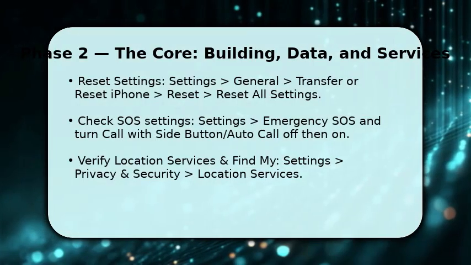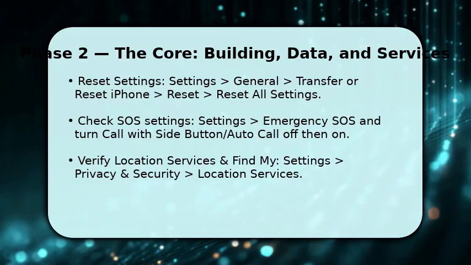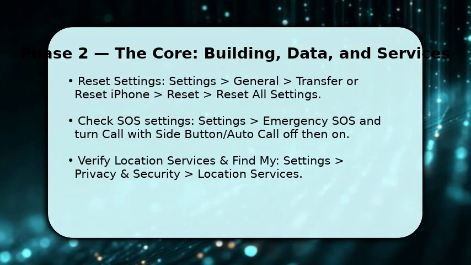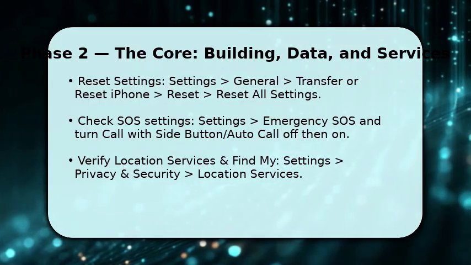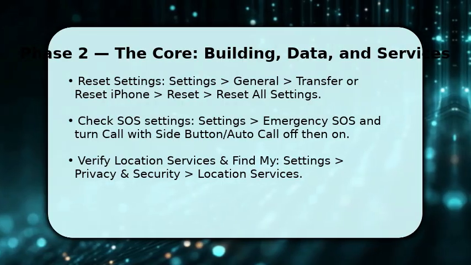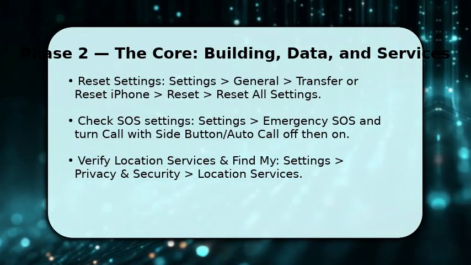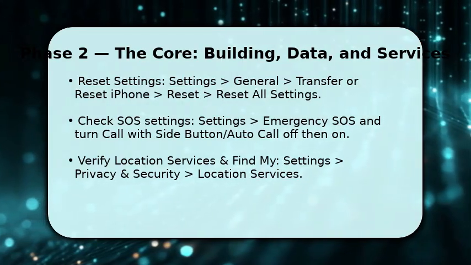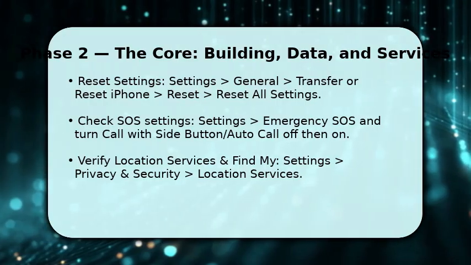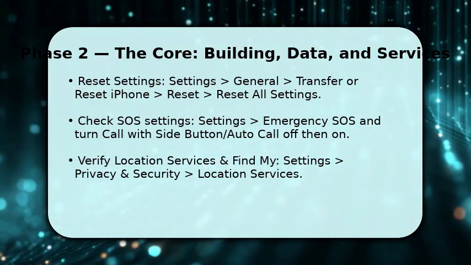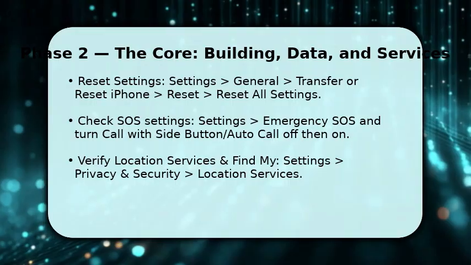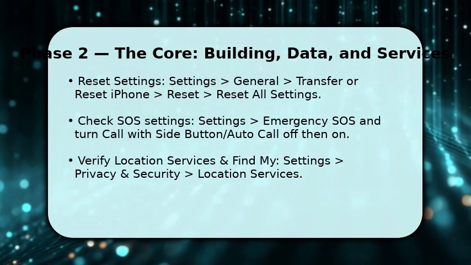Now you reconfigure system services that control emergency SOS. You'll reset all settings. This preserves data but clears misconfigured options, which often cause SOS failures. After the reset, go to Emergency SOS and toggle call with side button and auto call off, then on, because toggling reinitializes the modem and system flags.